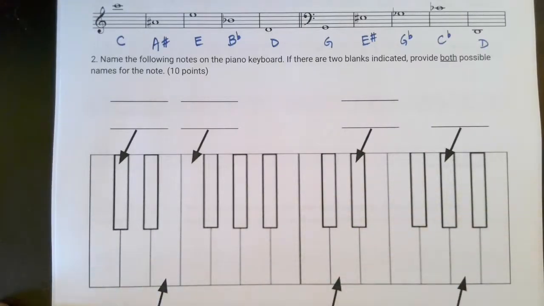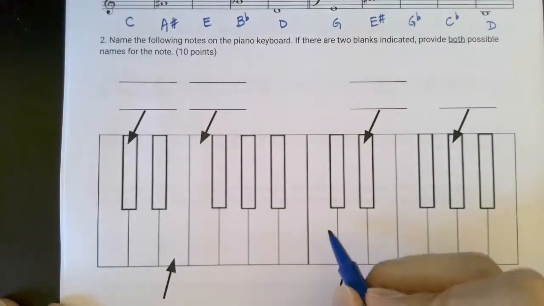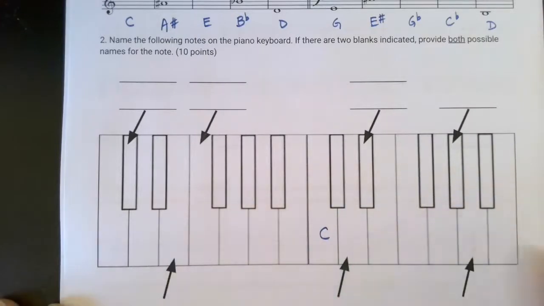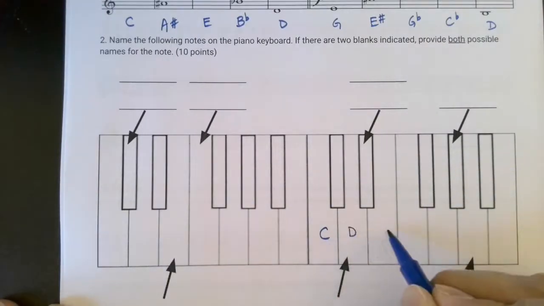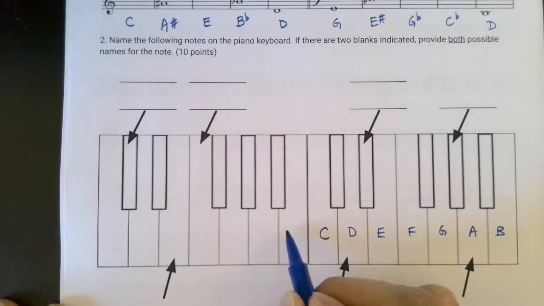So to remember how to name the notes on the keyboard, generally in music we start with the letter C, and you can always remember that the letter C is always to the left of the group of 2 black keys. Once you do that, you can basically just write down all of the letter names and so forth.